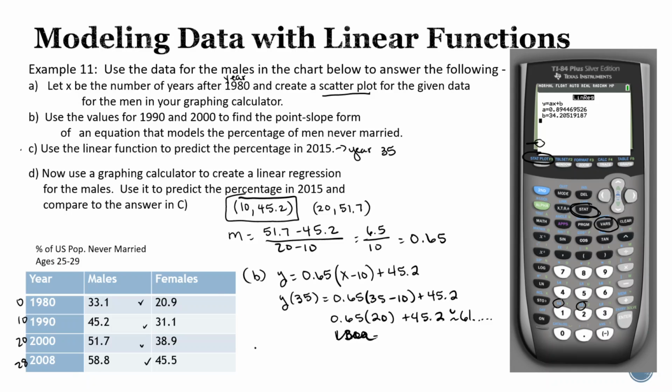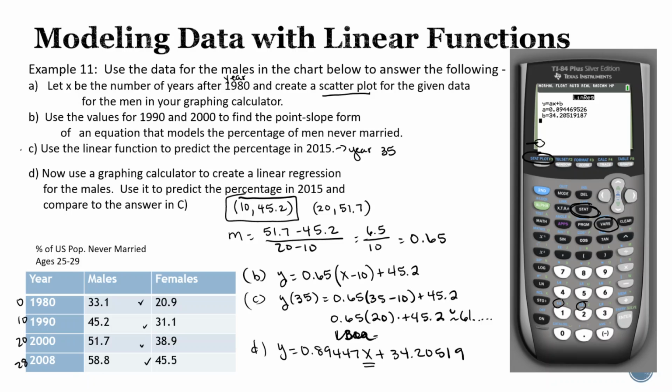So what it spits out for me is my equation, and it'll be y equals 0.89447x plus 34.20519. Now you can go out as many decimals of accuracy as you need for the given situation. The more decimal places you leave, the more accurate your answer will be. Right now, if you want to predict the value in 2015, we can plug 35 in for x.